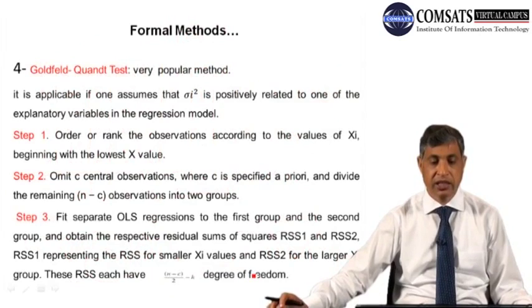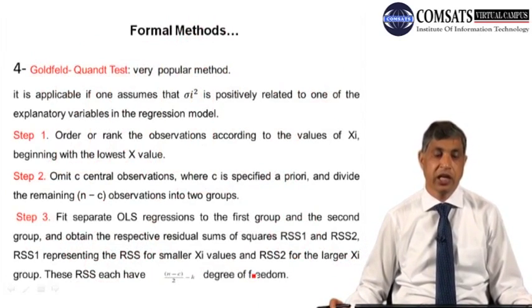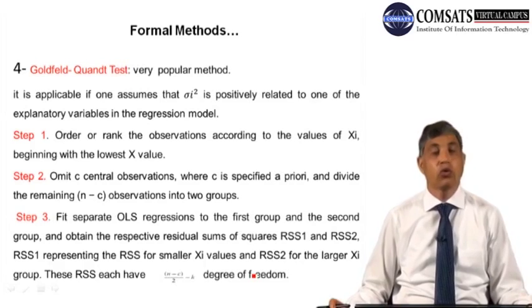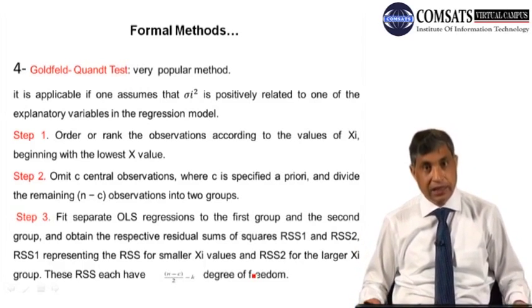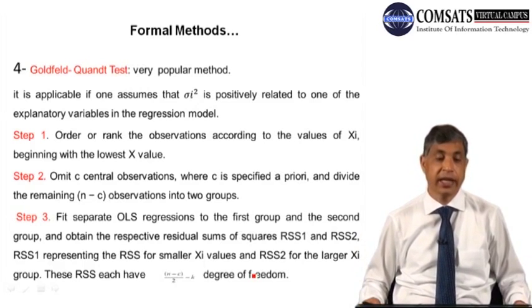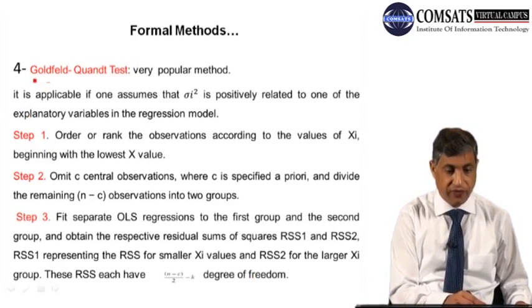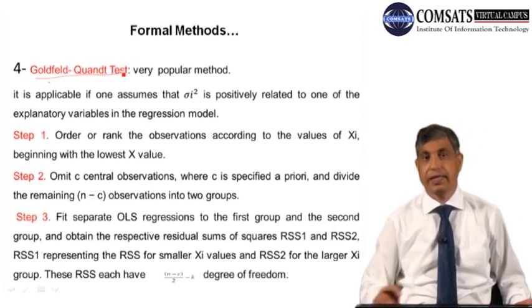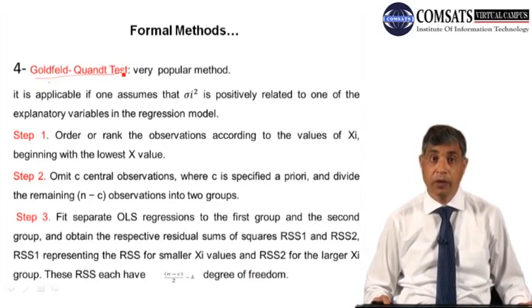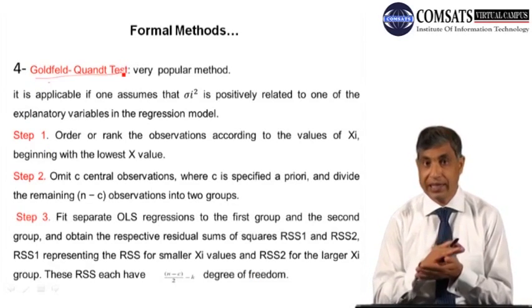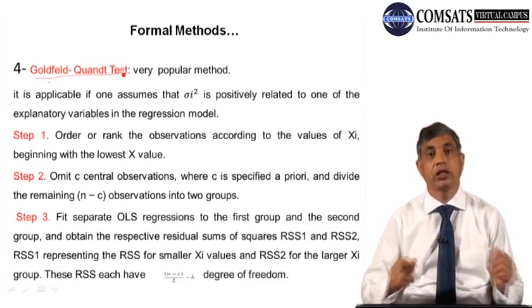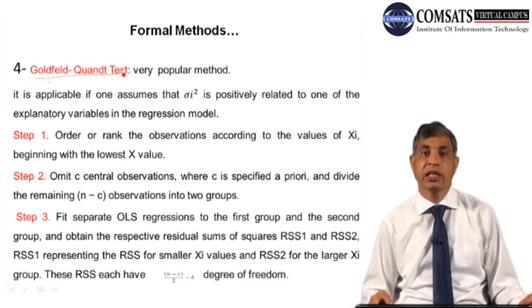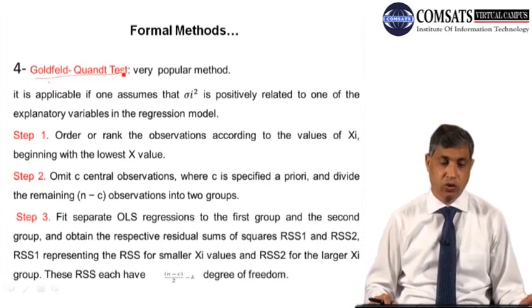After this, the next are the formal methods. There is the Goldfeld Quandt test. This is the fourth test, started from the Park test, Glejser test, Spearman rank correlation, and now we are at the Goldfeld Quandt test. A very popular method, it is used when we assume that the independent variable and sigma i square, the variance of the error term, are positively correlated.